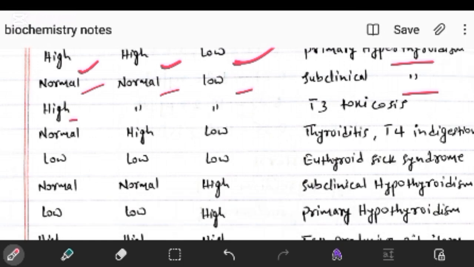T3 high, T4 normal, TSH low: T3 toxicosis. T3 normal, T4 high, TSH low: this is thyroiditis, T4 ingestion. If T3 low, T4 low, and TSH low, sick euthyroid syndrome.